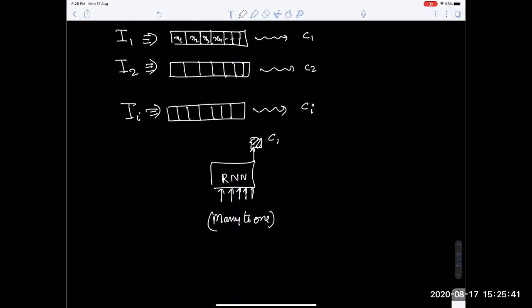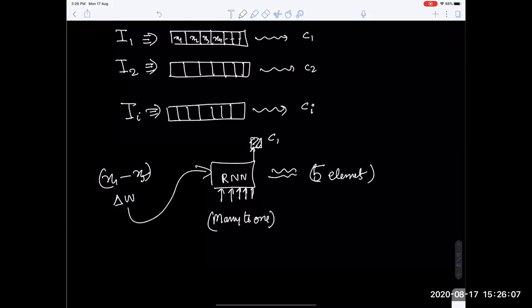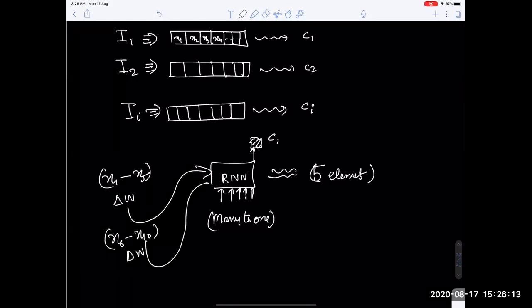Now suppose that my RNN is going to be unrolled only after five elements. Once I see five elements, x1 to x5, I accumulate my gradients, and after that I change the weights of my network. Then x6 to x10, accumulate my gradients, and second round update. And assume that this instance has 12 elements.